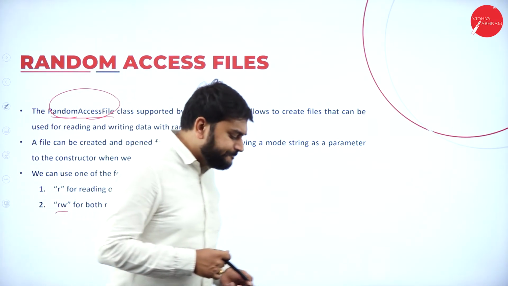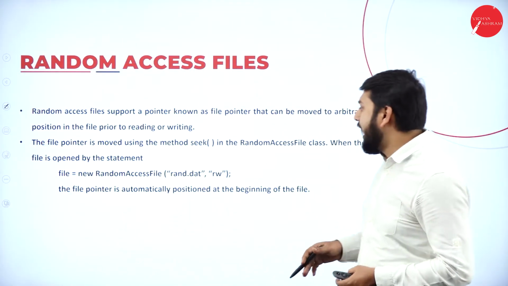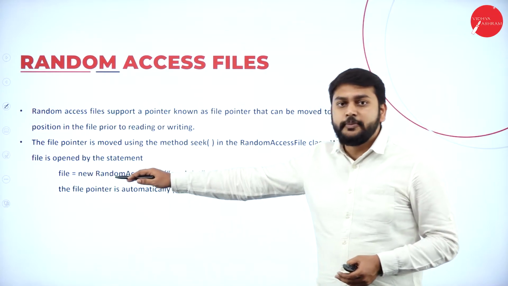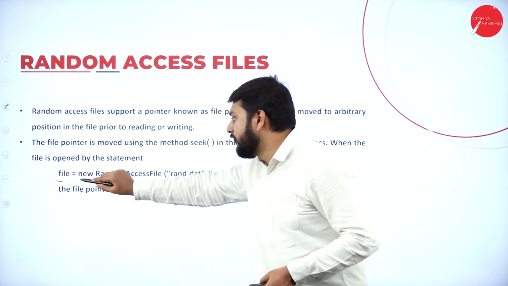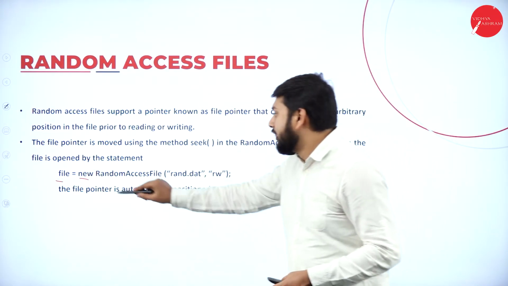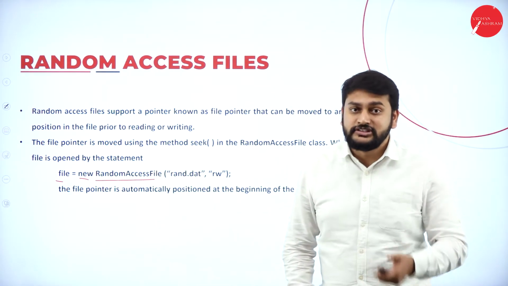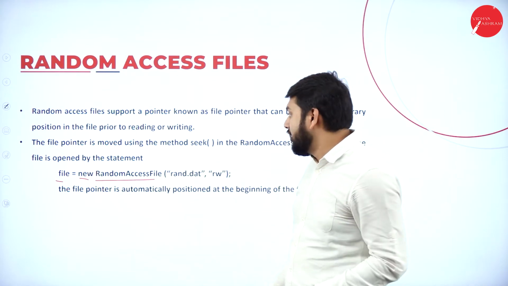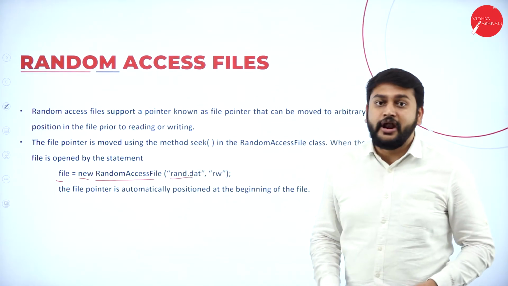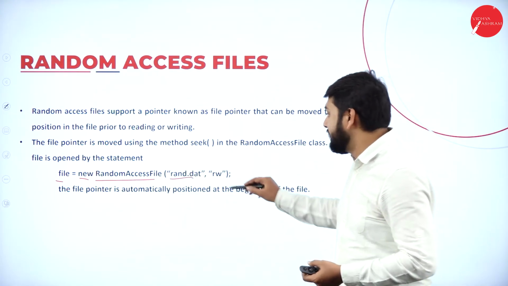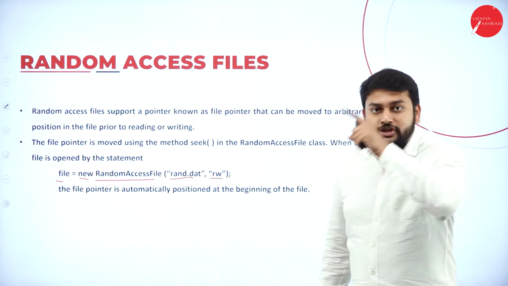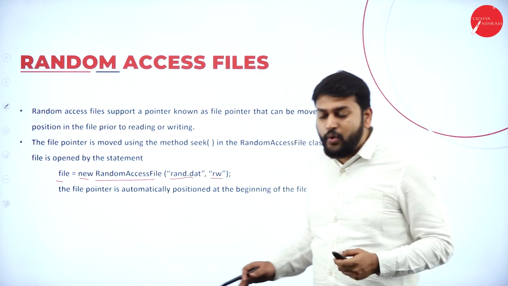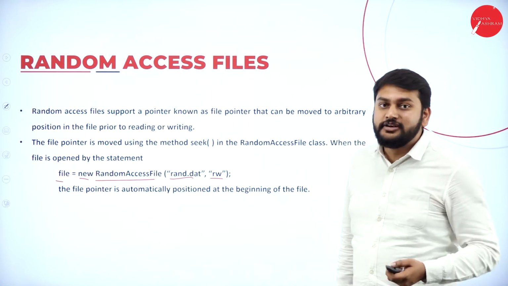So moving forward, observe the syntax that I have here. I will be having the file pointer with the new keyword, and RandomAccessFile is the class. You need to remember here. I will be using it as a constructor, and this is the file name that I'm trying to open, and this is the mode that you need to observe here. This is how I will be dealing with random files.